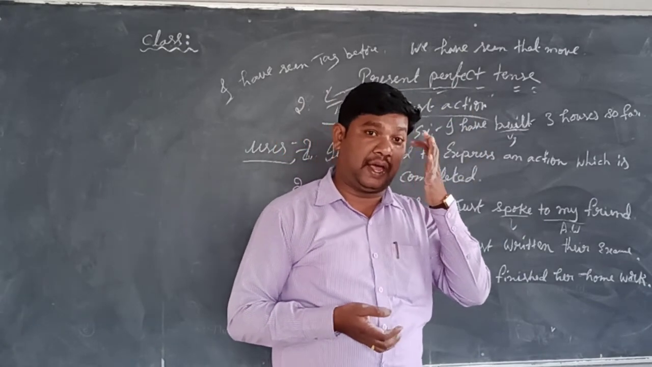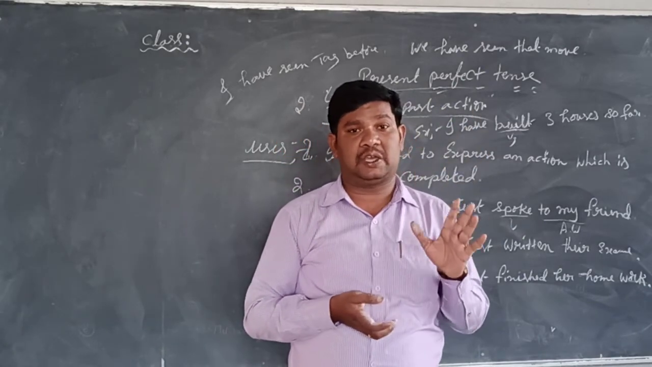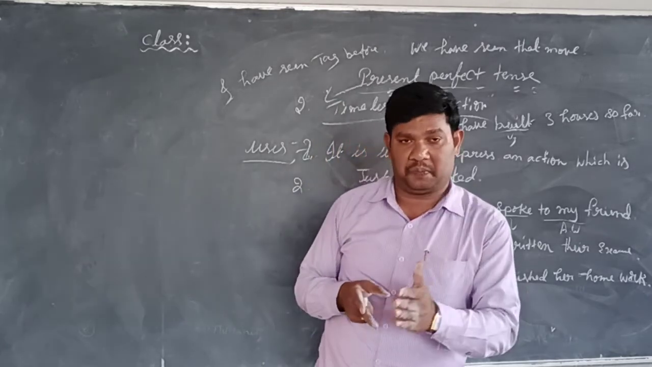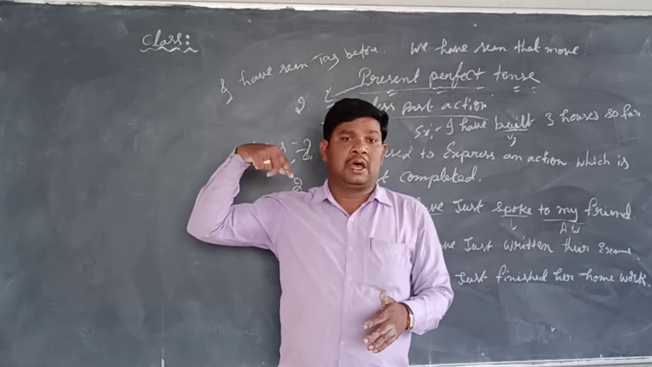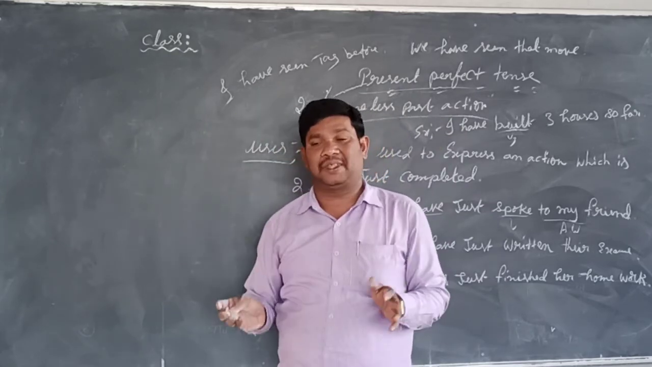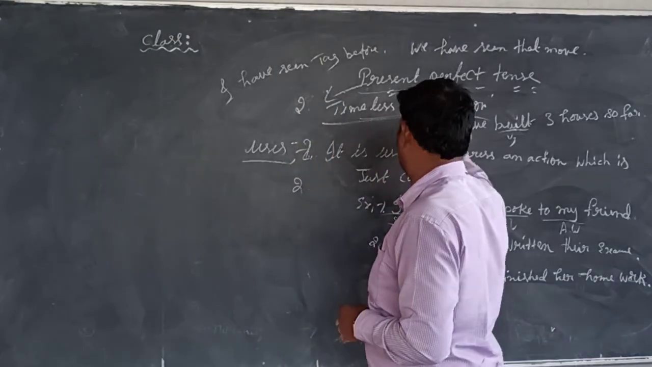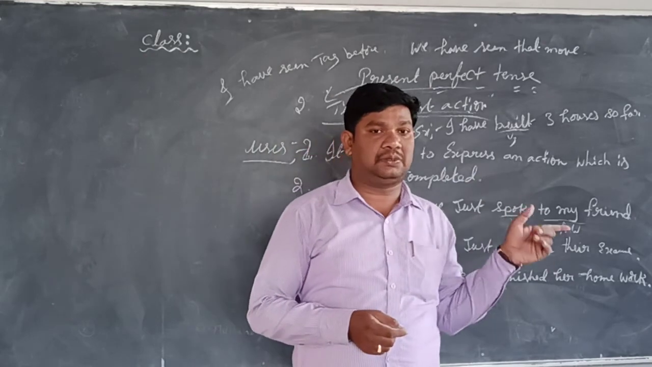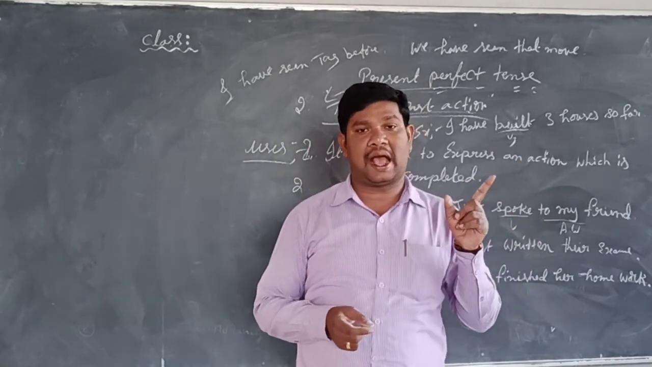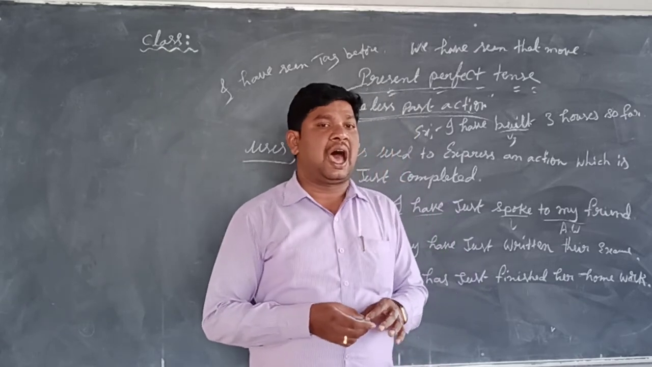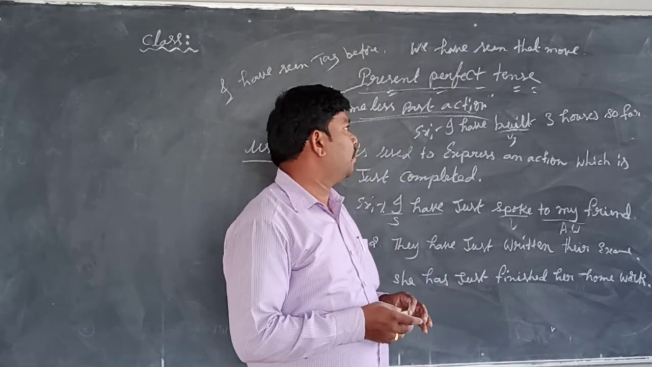So remember, students, the uses of present perfect tense are in 2 ways. Just completed action, and also it is completed in the past, but we should not mention the time. It is a timeless past action. We use present perfect tense. The structure: subject plus have or has plus V3 plus additional word. These are the structures and uses of present perfect tense.